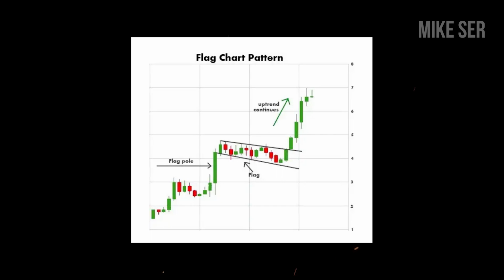Now, the horizontal or slightly inclined parallel lines represent a period of indecision by investors where the buyers and sellers are in balance and the stock is trading in a tight range. As a result, the stock price moves horizontally or slightly inclined, creating the flag shape.